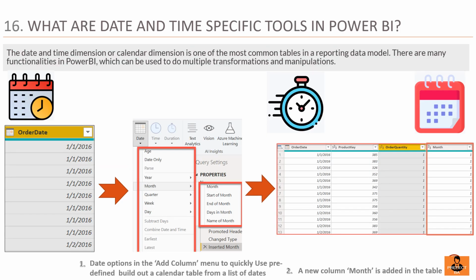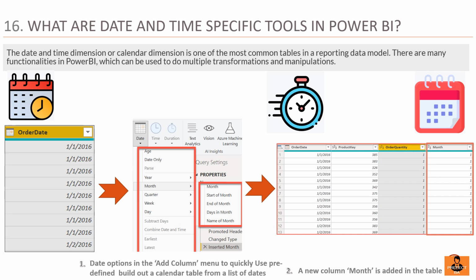Question number 16. What are date and time specific tools in Power BI? The date and time dimension or calendar dimension is one of the most common table in a reporting data model. There are many functionalities in Power BI which can be used to do multiple translations and manipulations. In the above scenario, select Power Query Editor, click on Add Column and then under Date, select Month Only, and thus a new column with header Month would be added to the table.